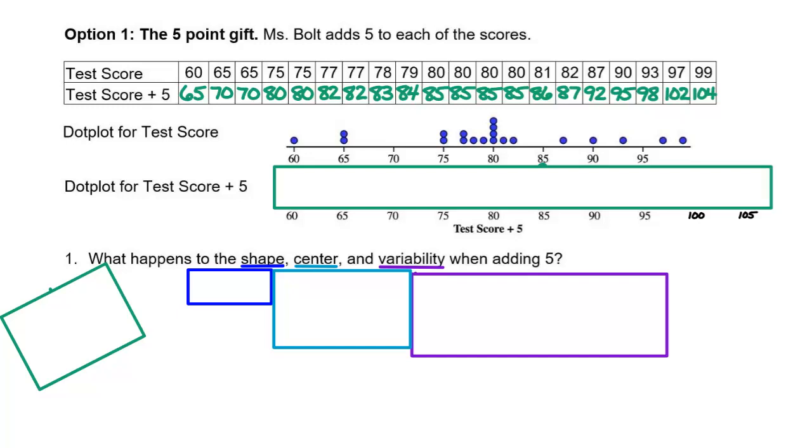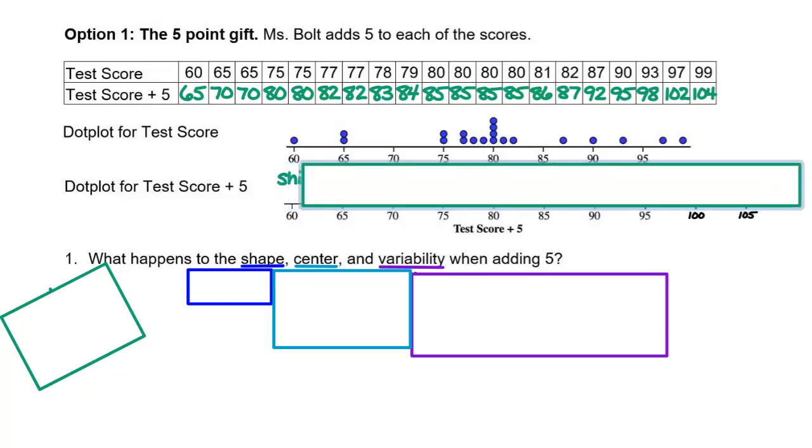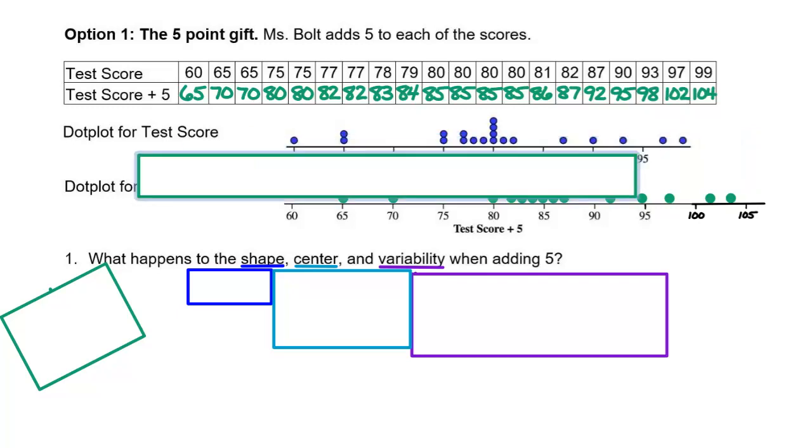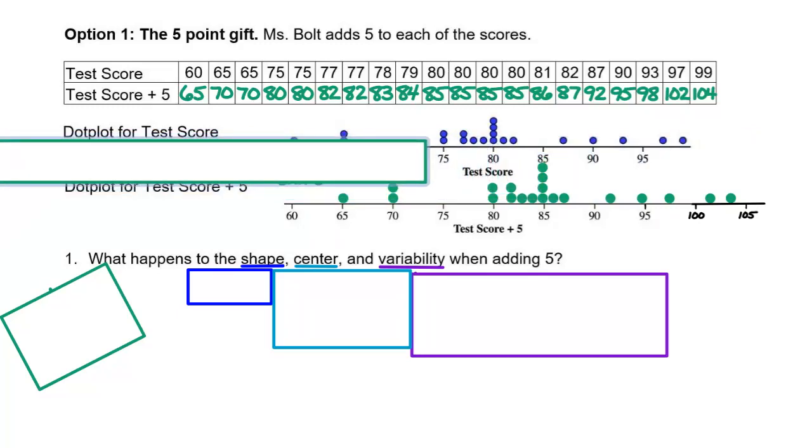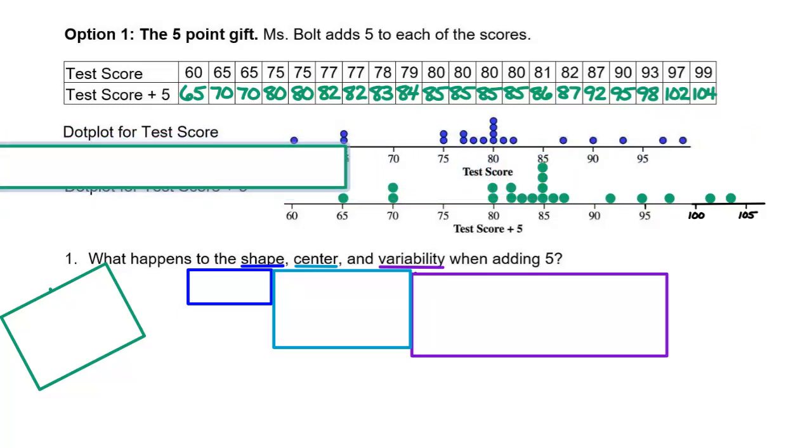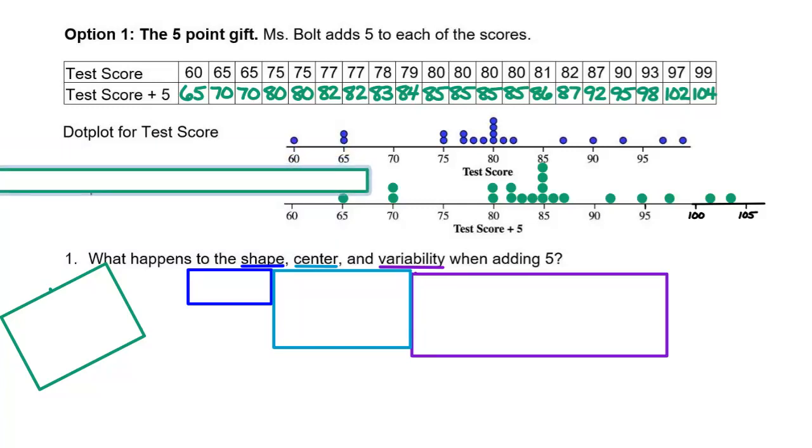Your distribution, your dot plot, let's see if I can get this to move, should look something like this. What happened to all of the dots? They shifted over.